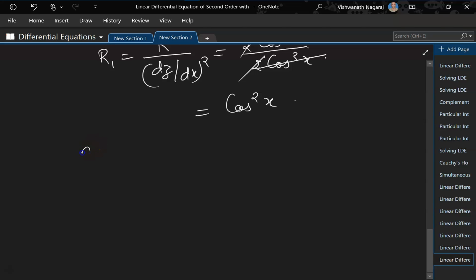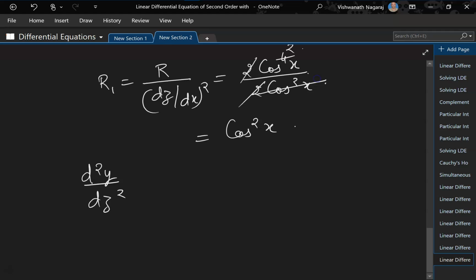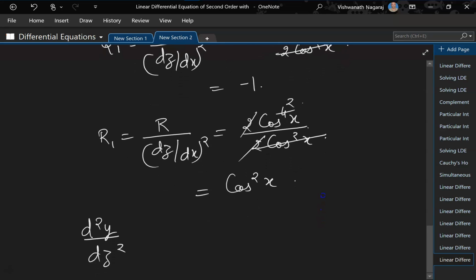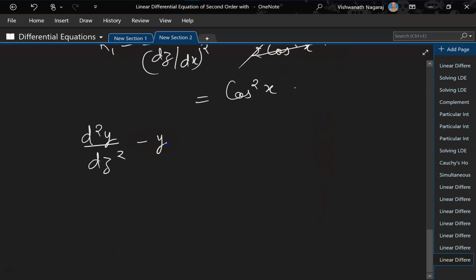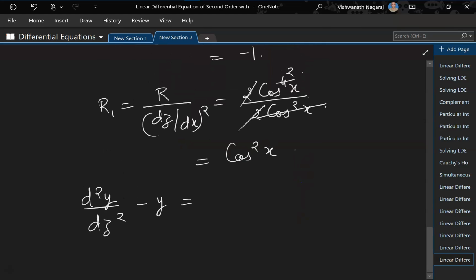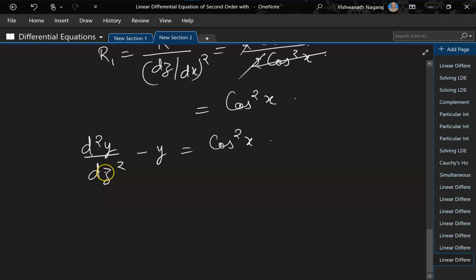Now our equation becomes d²y/dz². Remember, P1 has become 0, so it disappears. Then we have Q1 y. Q1 is minus 1, so minus y is equal to R1. Now R1 is what? Cos²x. Okay. Now this can be written in D notation. So this can be written as (D² minus 1) y is equal to cos²x.